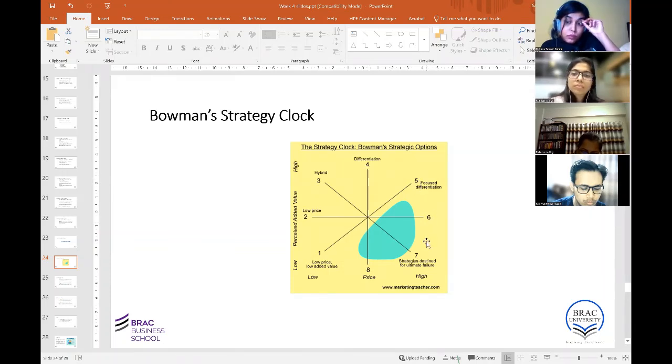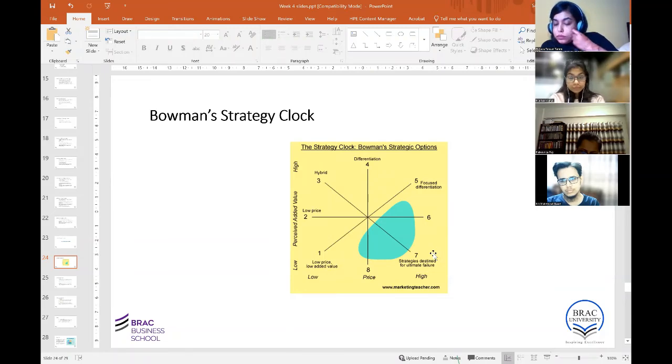And then comes 6 and 7, which are strategies destined for ultimate failure. Sometimes some brands probably have too high an ambition or mix two different strategies, which is not very successful, and that's a complete failure. But essentially, it still has those three elements.